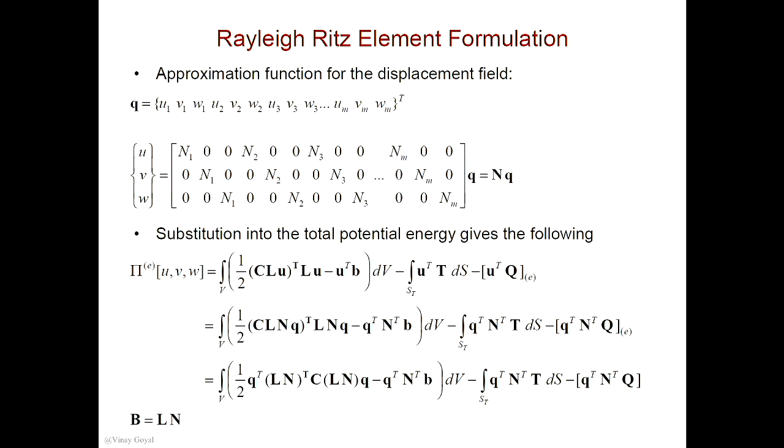Isn't u equals N1 times u1 plus N2 times u2 basically an approximation function? Just like Rayleigh-Ritz, you have u equals phi times unknown coefficients. Now your unknown coefficients are the unknown nodal quantities, which are u1, u2, u3, u4, and then your shape functions become the basis functions in weak form Galerkin or Rayleigh-Ritz.